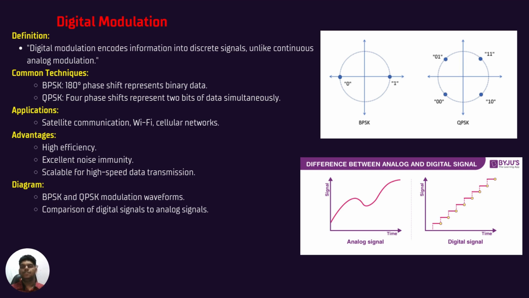Quadrature phase shift keying (QPSK). Here, four different phase shifts represent two bits of data at once. These techniques are used widely in satellite communication and Wi-Fi. Digital modulation is known for better efficiency, noise immunity, and scalability compared to analog modulation, especially for data transmission.